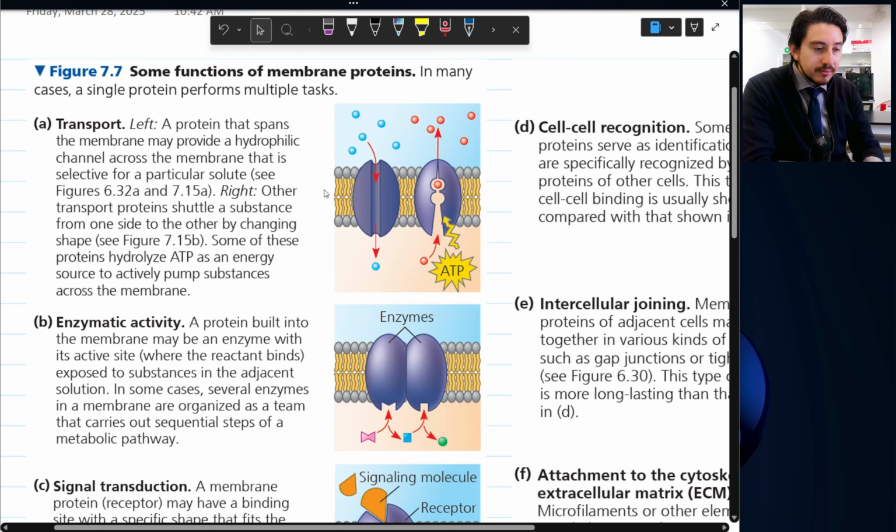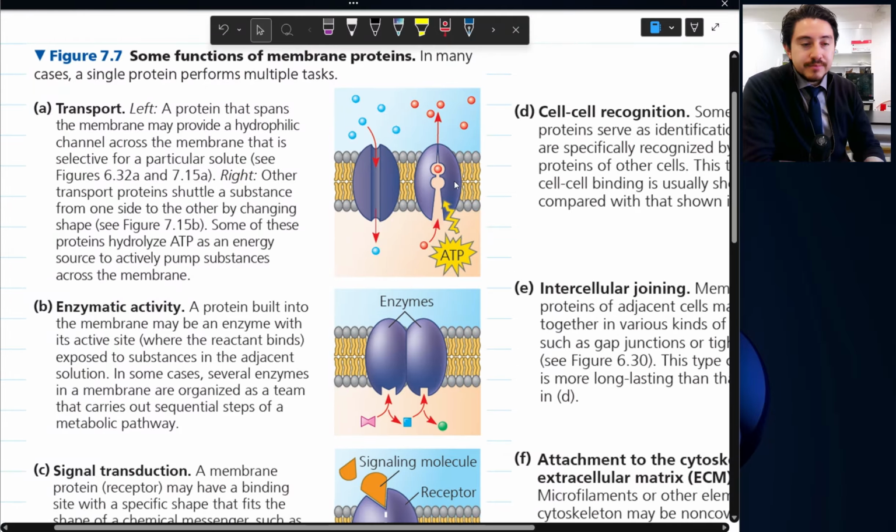And you can have another type, carrier proteins, where you can have molecules being shuttled, okay, from one area to the other. It is possible to use energy, okay, to make it move from one place to the next, but it doesn't necessarily have to. You can have a type of passive transport, as we're going to see later. Okay, and the way that they shuttle the molecules is by changing the shape, okay, of the overall protein. And we're going to see this in a little bit. Okay, letter B, you have enzymatic activity.